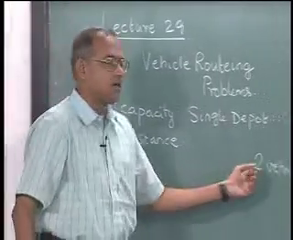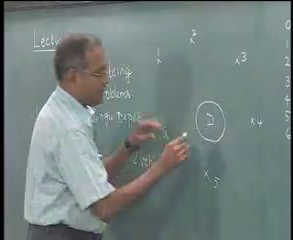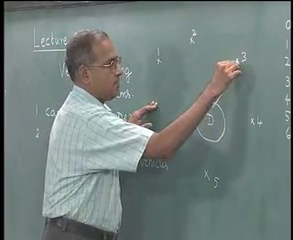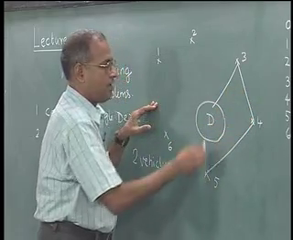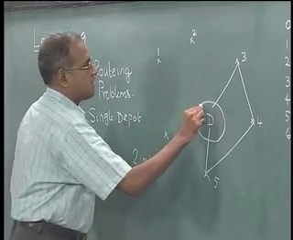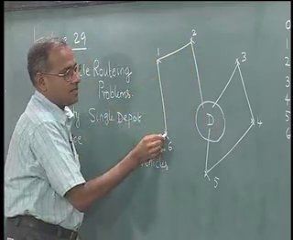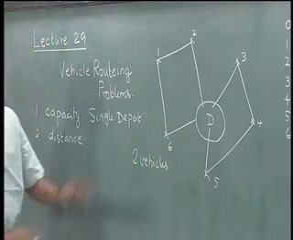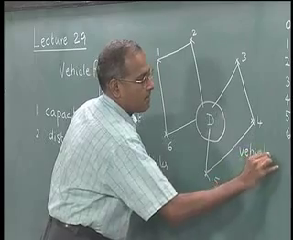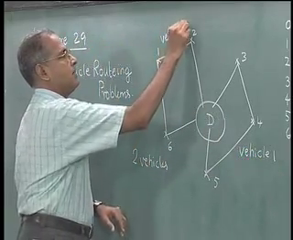If we consider 2 vehicles, one feasible solution would be that vehicle 1 can start from the depot, go to 3 and then to 4, then to 5 and then come back to the depot, while the other vehicle can start from the depot, go to 2, go to 1, go to 6 and then come back to the depot. We may call this the route for vehicle 1 and this for vehicle 2.